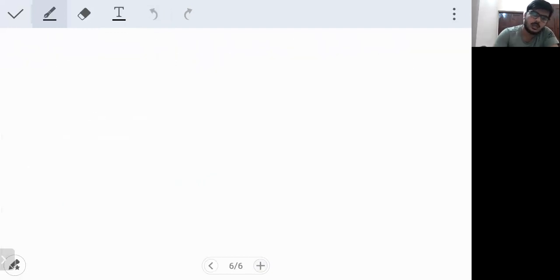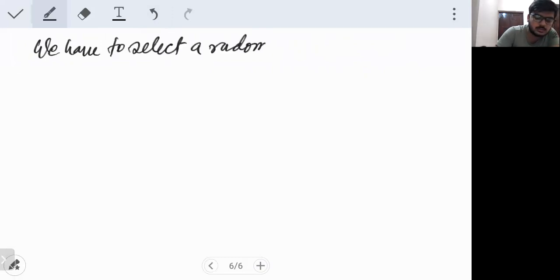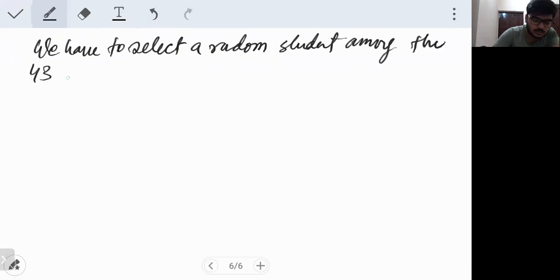So we randomly select an event. We say, for freshers, the event that a fresher is selected. Our event is to select a random student from the college, a random student among the 43 students, right? We have to be random.